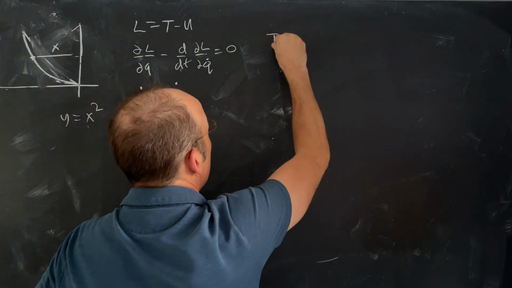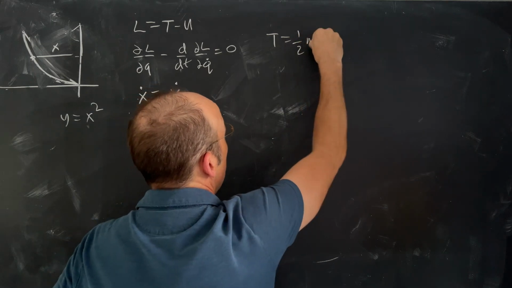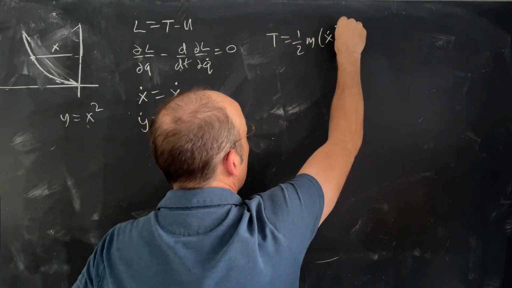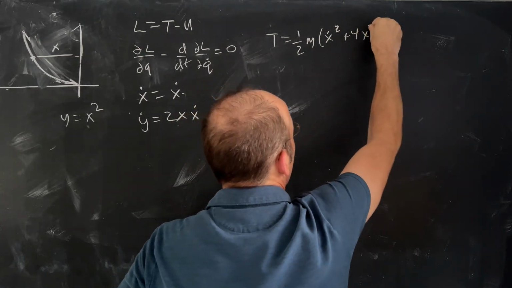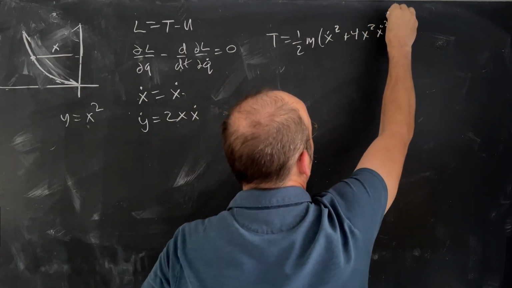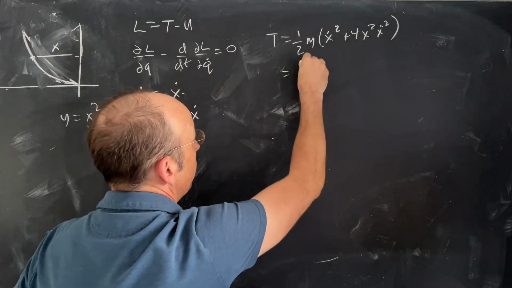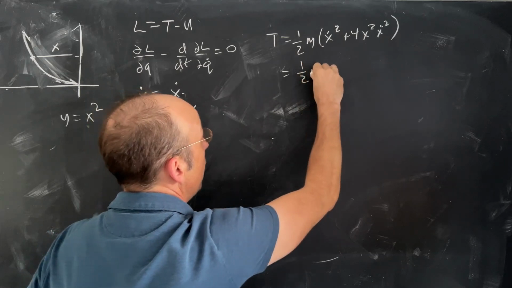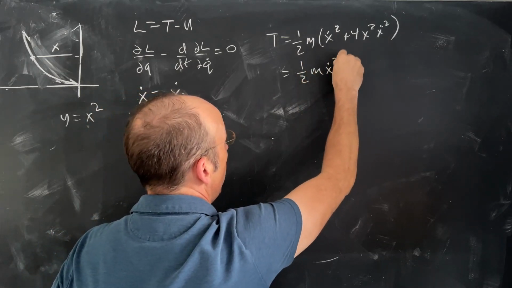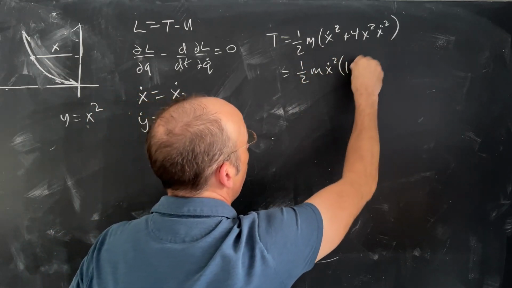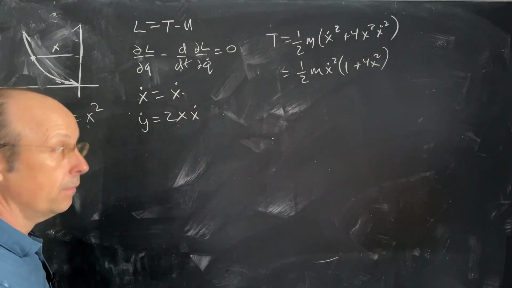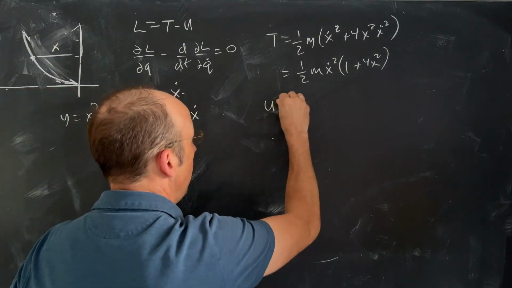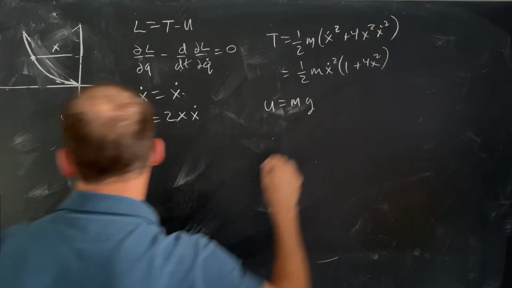So let's write the kinetic energy: 1/2 m x dot squared plus this, which is going to be 4x squared x dot squared. So I could write that as 1/2 m x dot squared times (1 plus 4x squared). And now for the potential energy, I get mgy, but y is just x squared.